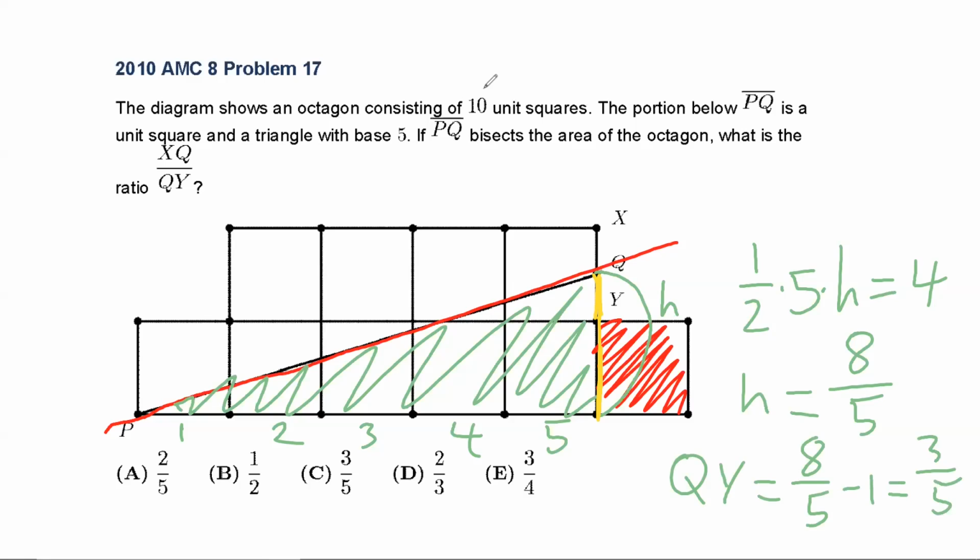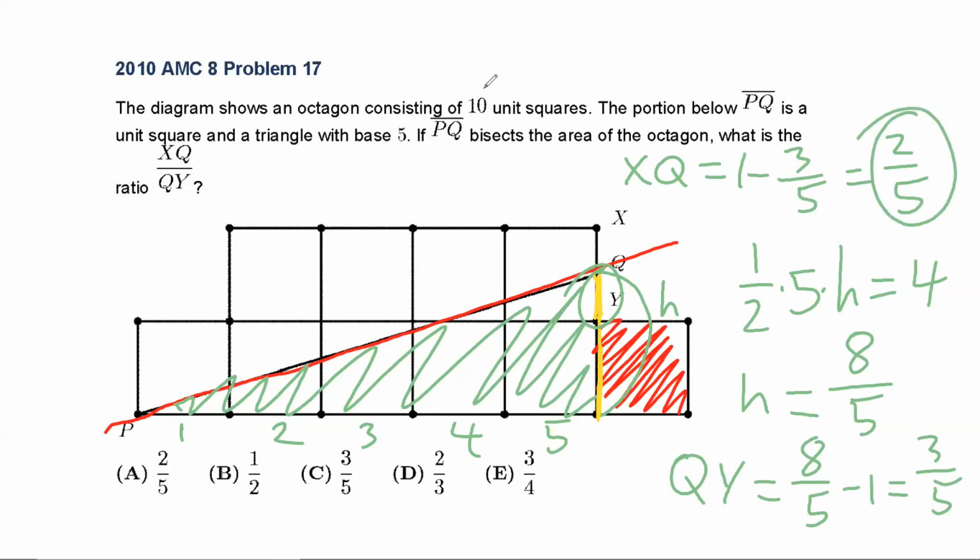So if this length here is 3/5, then that means that XQ is equal to 1 minus 3/5, which is 2/5. They're asking us for XQ over QY, so here's your XQ, here's your QY, and if you divide them, you get 2/3, which is d.